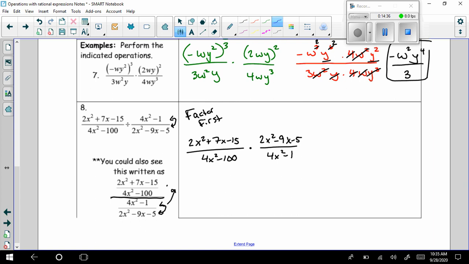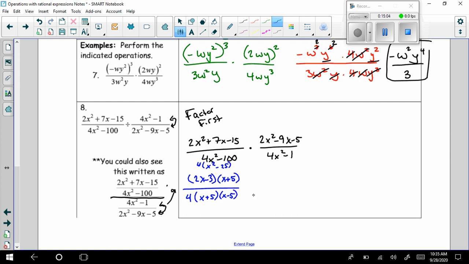All right, so now we factor everything. So this one factors as 2x minus 3 and x plus 5. You can double check me on that if you need to. This one, I'm actually going to factor out the 4. So if I factor out the 4, I'm left with x squared minus 25, which is a difference of squares, and that factors as x plus 5 and x minus 5.